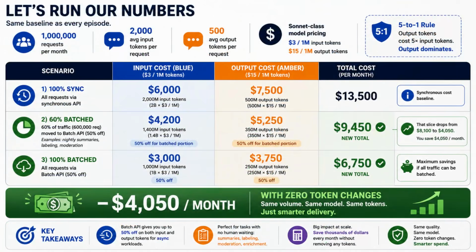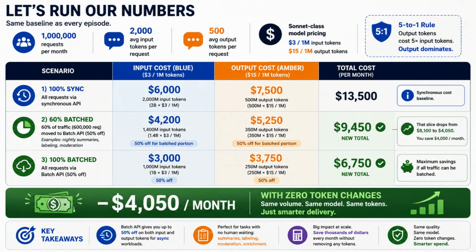Now let's run our numbers. Same baseline as every episode. 1 million requests per month. Average 2,000 input tokens and 500 output tokens per request. Sonnet class model at $3 in, $15 out per million tokens. Synchronous cost. Input 2 billion blue tokens, $6,000. Output 500 million amber tokens, $7,500.